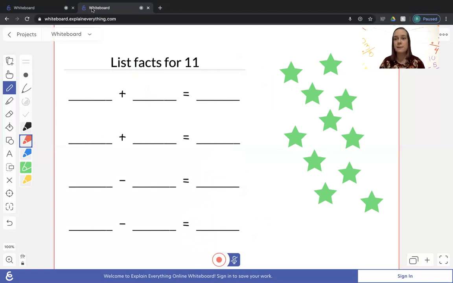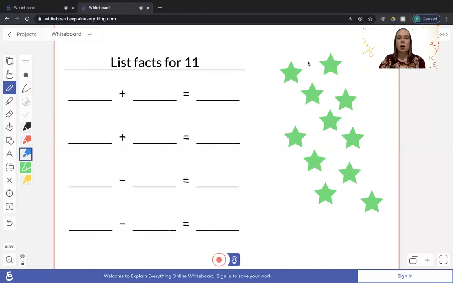So list the facts for 11. Well, the first thing I did was I drew a quick picture. Now I'm using the computer here, so I was able to draw these fancy stars, but you can just draw X's, circles, dots, anything that's really quick, and draw out that number. Then I want to come up with some equations.